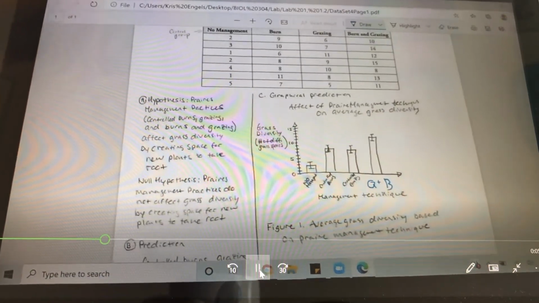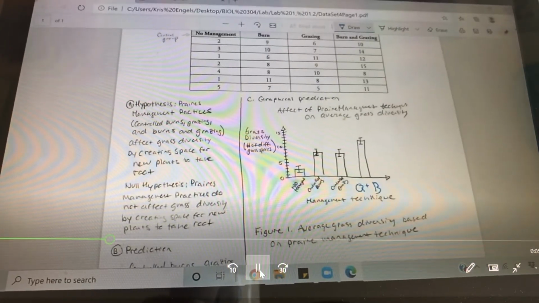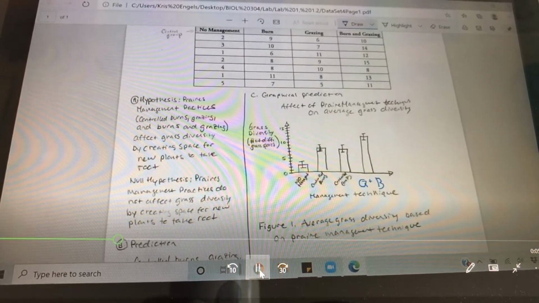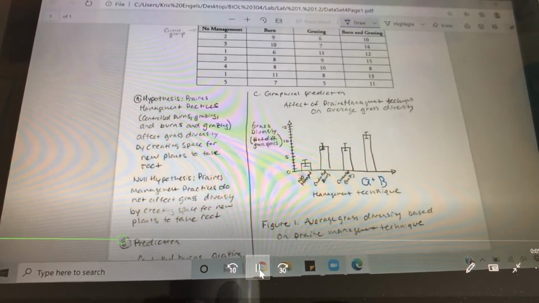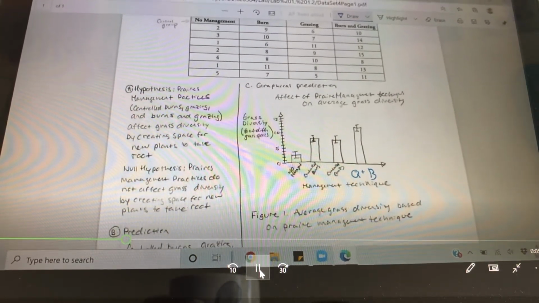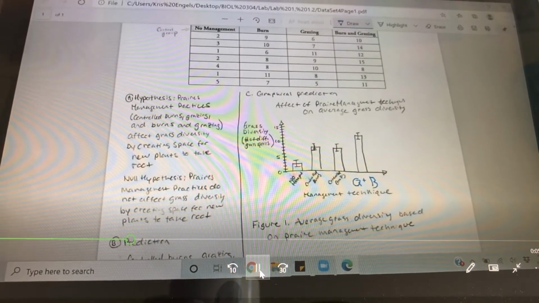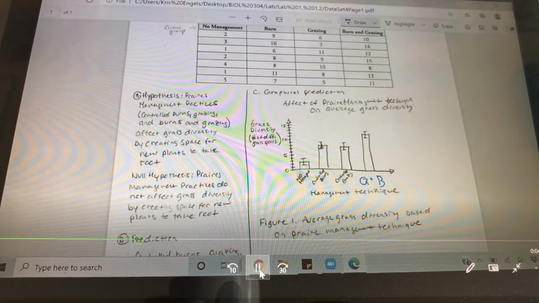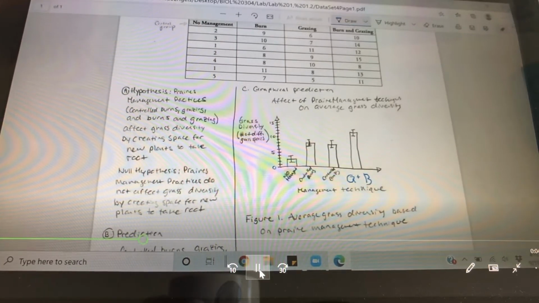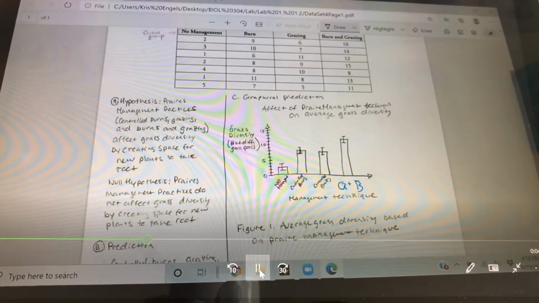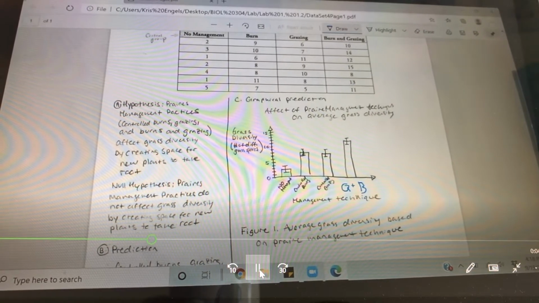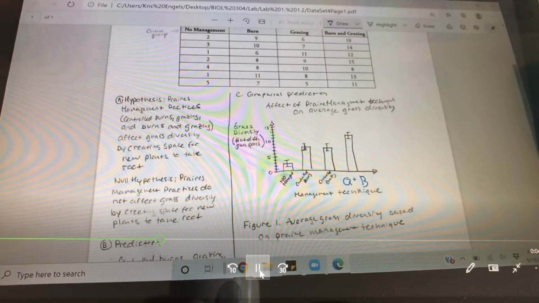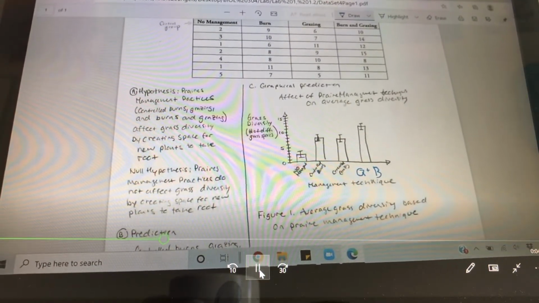So then for part C, you can see here our graph. The prediction for our graph is that on the y-axis we have the grass diversity, so the number of different species, and then on the x-axis is just the different type of preservation or management practice. Then we have just the bar graph here showing the amount of each species present.